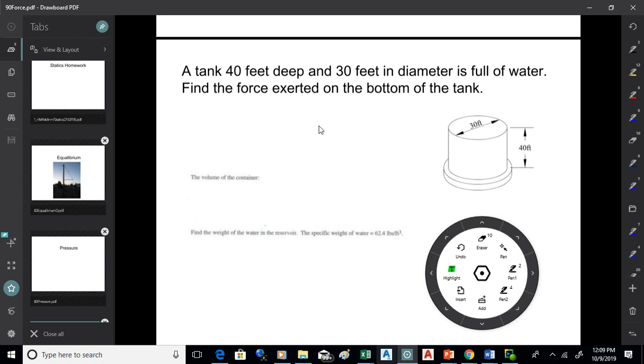So you've got a diameter on the thing. We're going to take half the diameter to get the radius when you want to find the area. So it's pi r squared is what you're looking at there for the area. And then multiply that by the depth and get the volume. And then multiply that by the unit weight of water, which is usually taken to be 62.4 pounds per cubic foot.